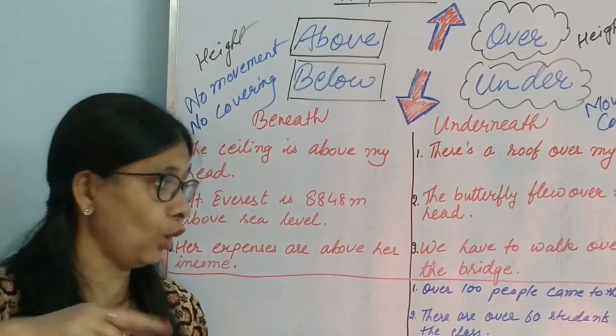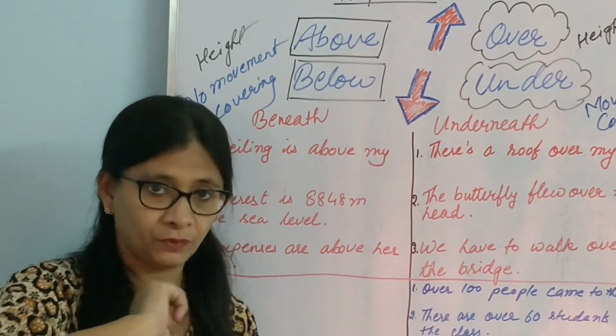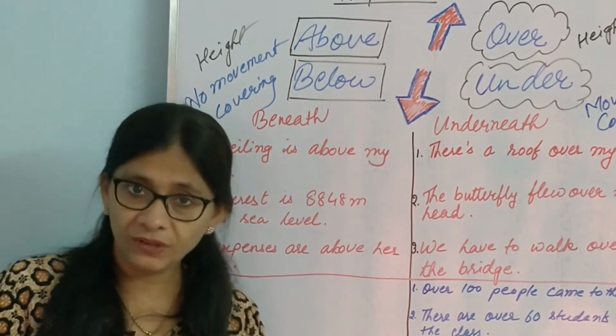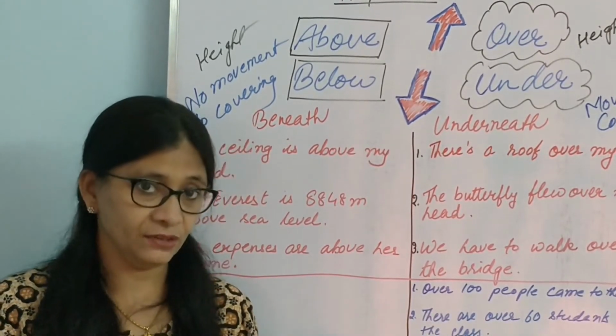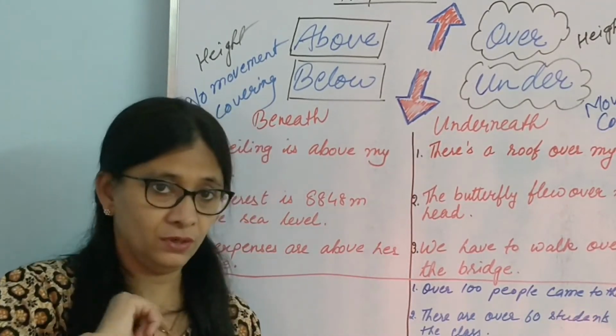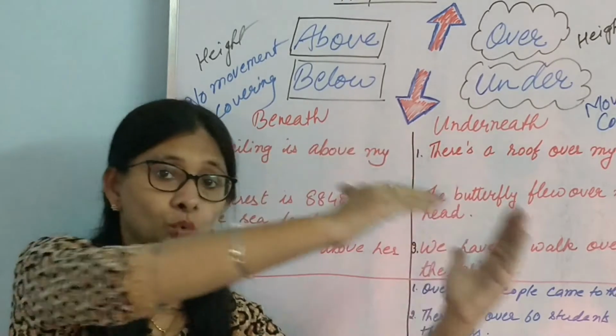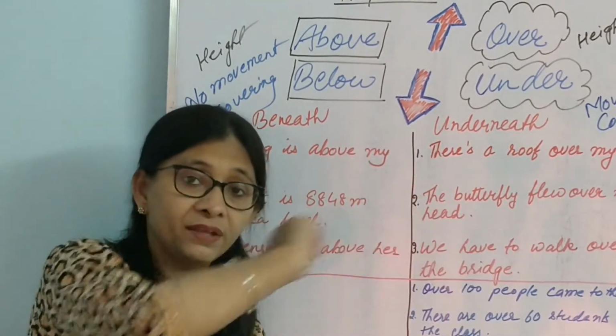We have to walk over the bridge. Walk over the bridge. Why? The bridge is not moving, but we are moving on the bridge, isn't it? So we walk over the bridge, not we walk on the bridge. We walk over because we are going from one position to another. So we are walking over the bridge.